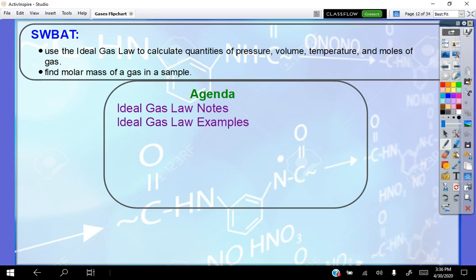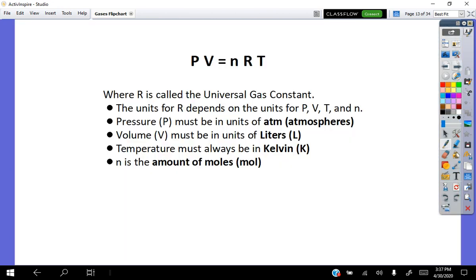Hello, class. Today we are going to use the ideal gas law to calculate quantities of pressure, volume, temperature, and moles of a gas. We'll also be able to find the molar mass of a gas in a sample. The ideal gas law is derivative of the combined gas law and the other simple gas law relationships that we have studied previously.